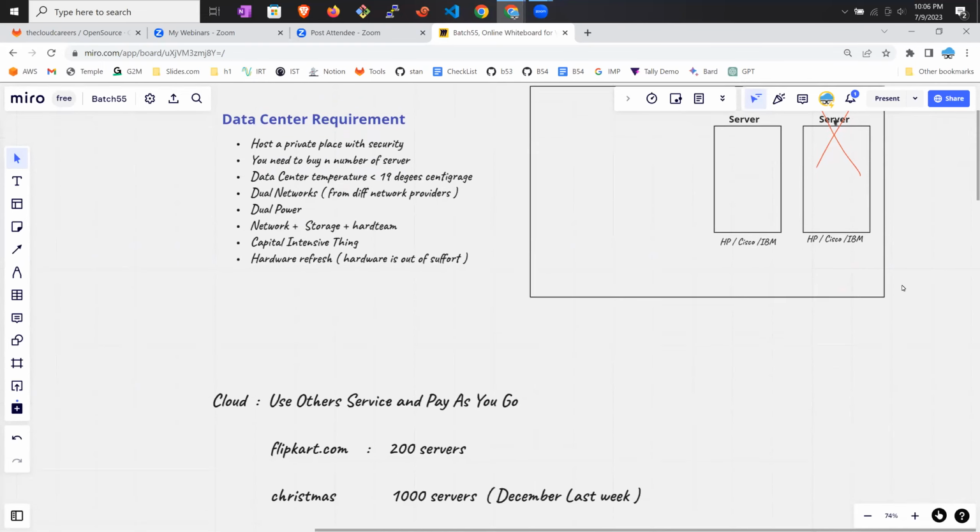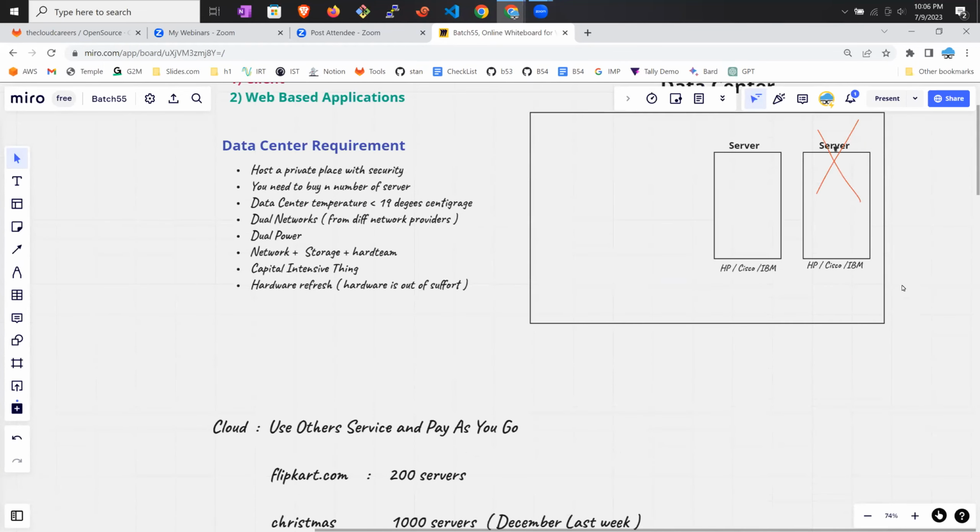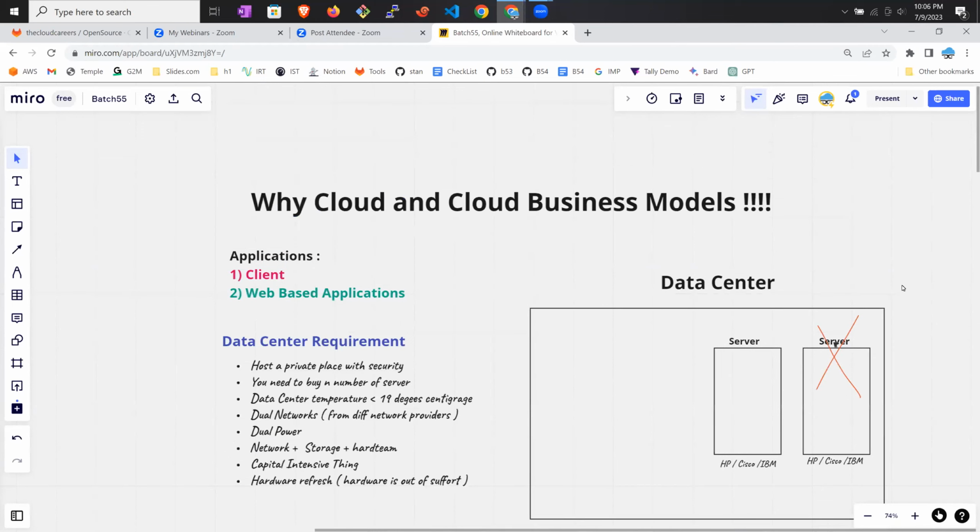What is platform as a service? What is software as a service? These are the three things that we learned.